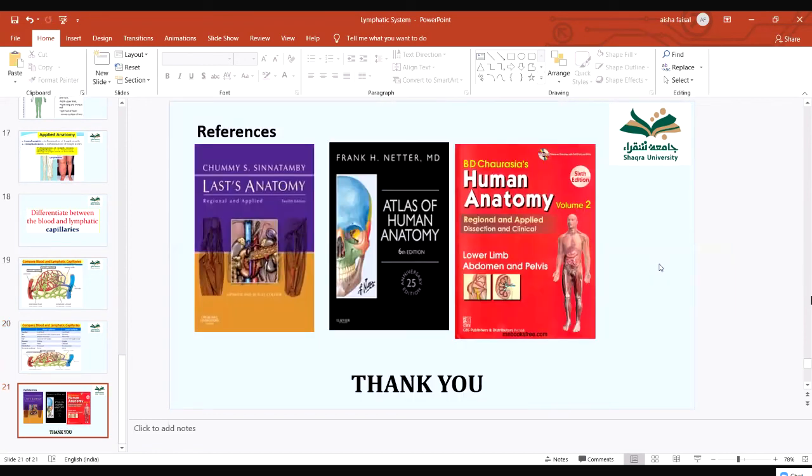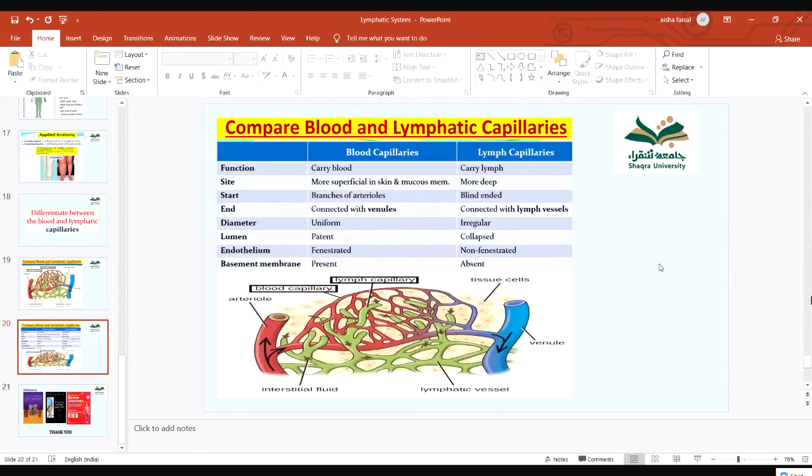So these are the references. This is just an introductory chapter in this block. The details will be covered in the human immune block, which you will be studying next year. So if you have any query, any question, you can ask.